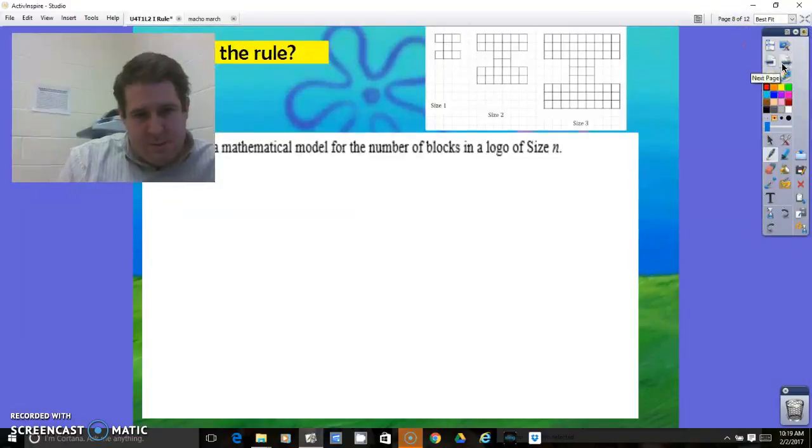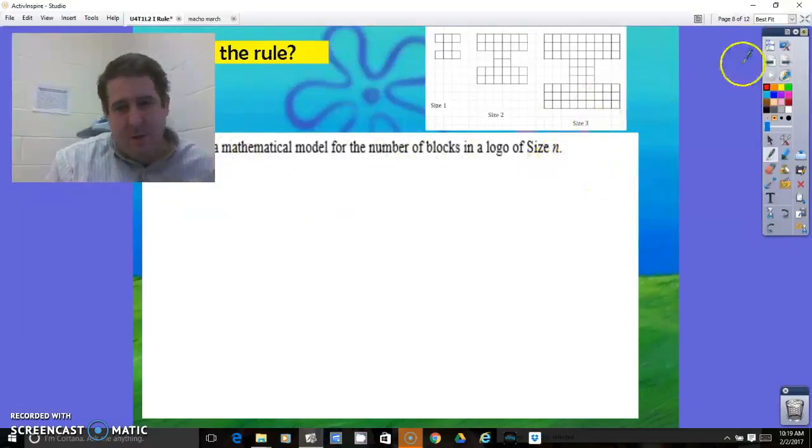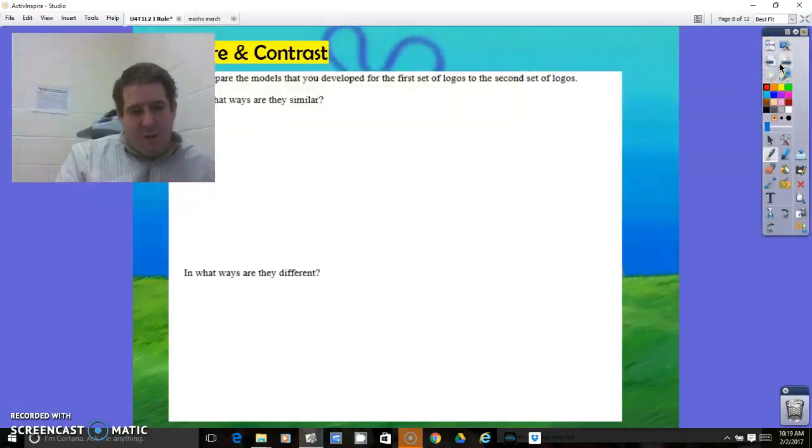All right, so we'll skip to the mathematical logo. So I already talked about the explicit formula. The recursive formula, we watched the last video. I did show you an example of that. We'll do more of that in the future.